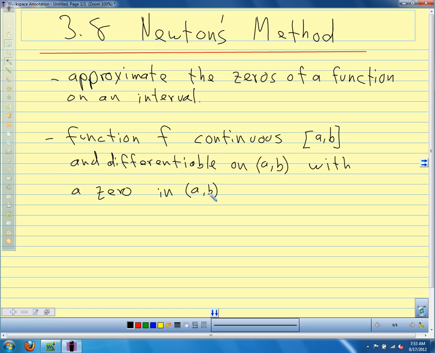So we've done some analysis. We've figured out that we have some function in this interval. Our function has a zero at c. So f of c is 0. So what we're doing with Newton's method is we're approximating the zero by finding the zero of the tangent line.